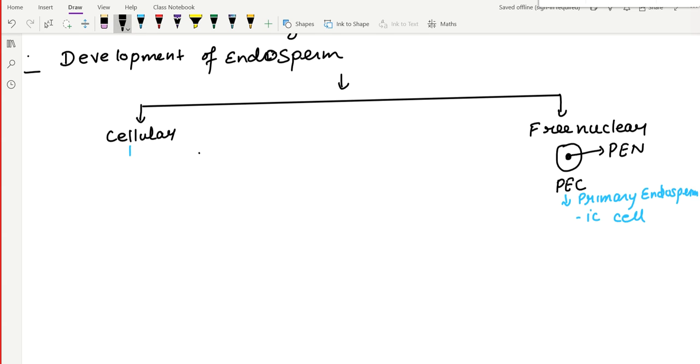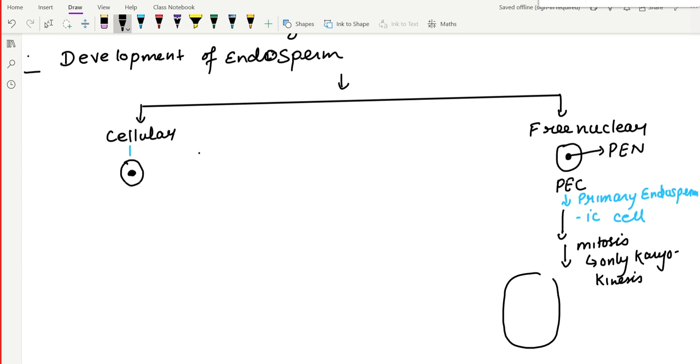Now here also you will see the same structure. Now both the cell will undergo mitosis. Okay, they will undergo mitosis, and here the mitosis is special because only karyokinesis will take place. Now as a result of only karyokinesis, what you will get? Inside a single cell, you will see the formation of multiple nuclei. So if this kind of development is taking place, then we call it your particular free nuclear endosperm.